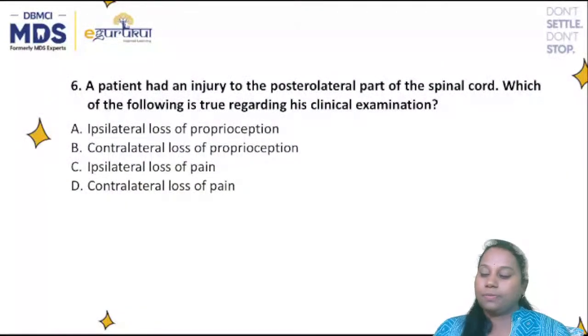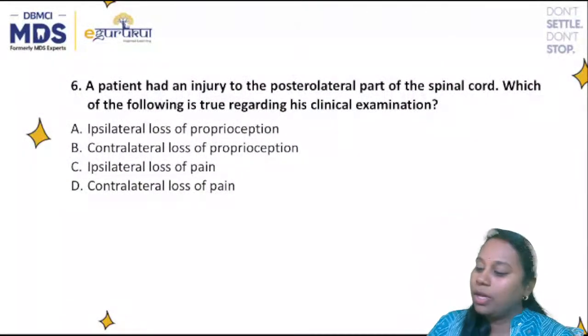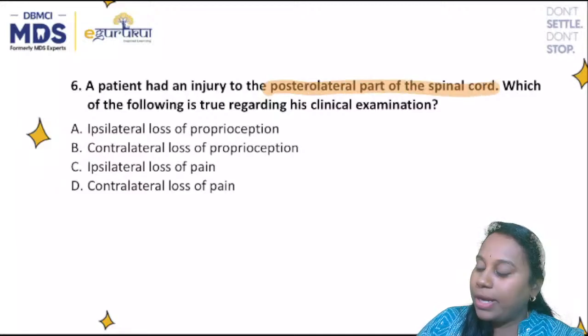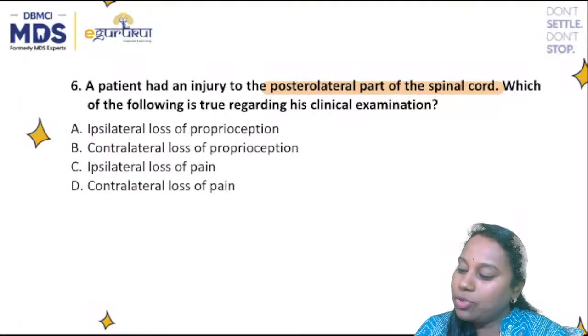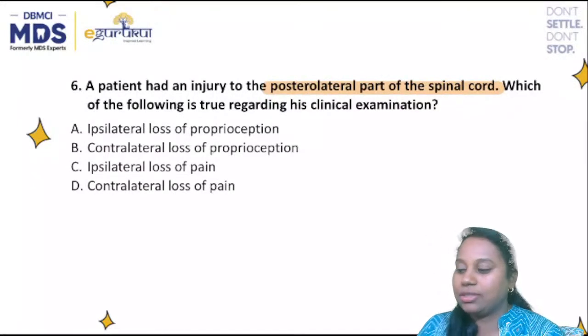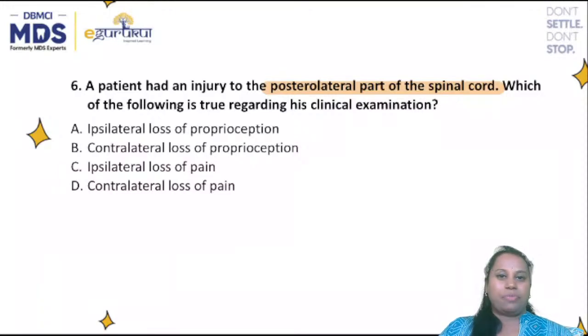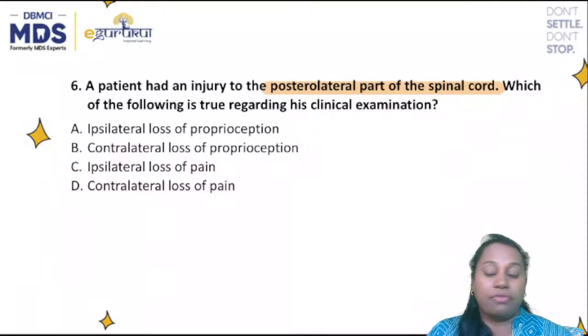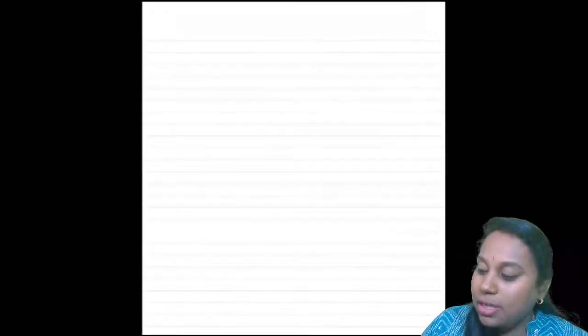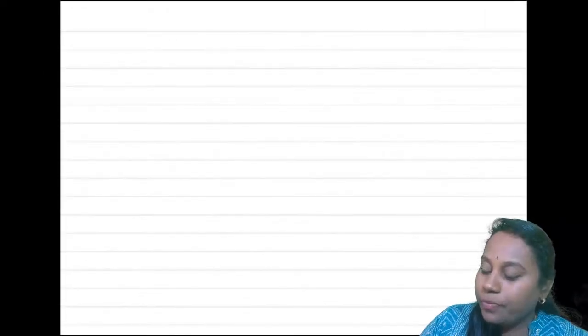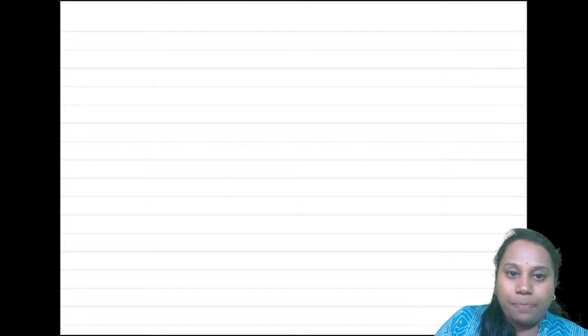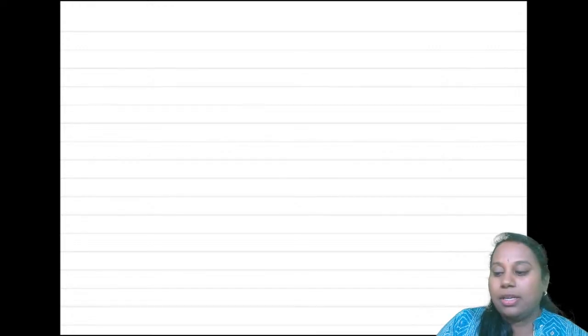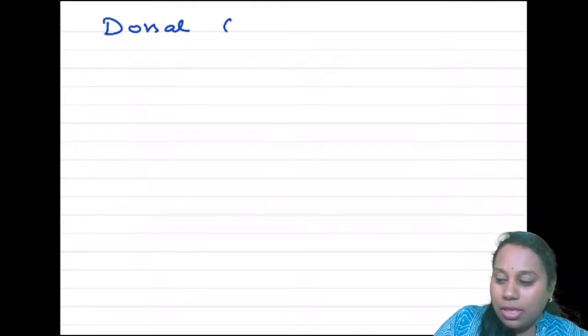Question number 6. A patient has injury to posterolateral part of the spinal cord. Which of the following is true regarding his clinical examination? Posterior part of the spinal cord has dorsal column fibers. The first thing is, when there is any injury to the posterolateral part, posterior means the dorsal column fibers are in the posterior. So his dorsal column has been affected.